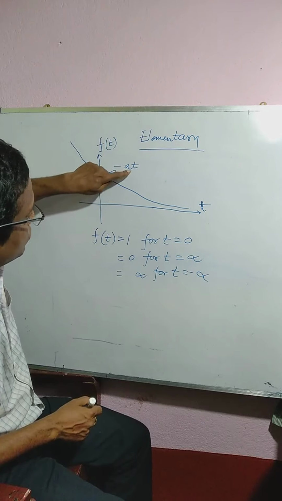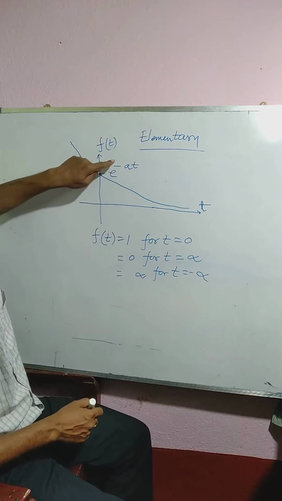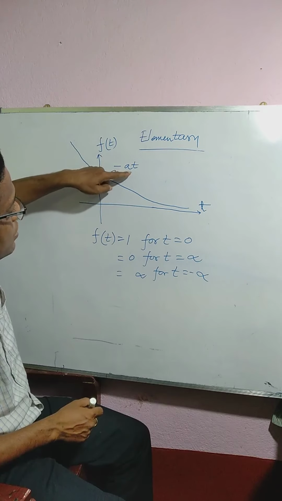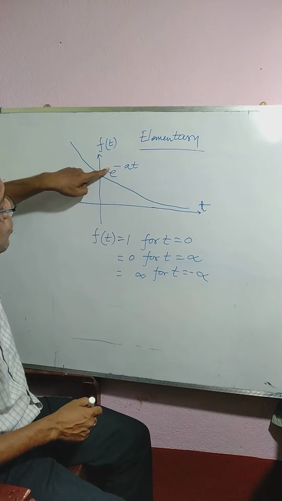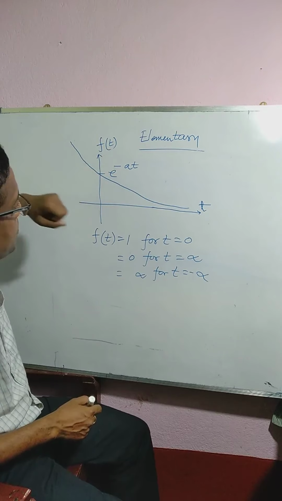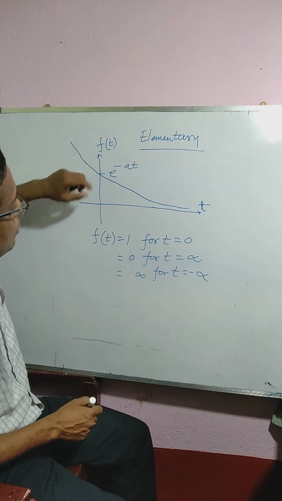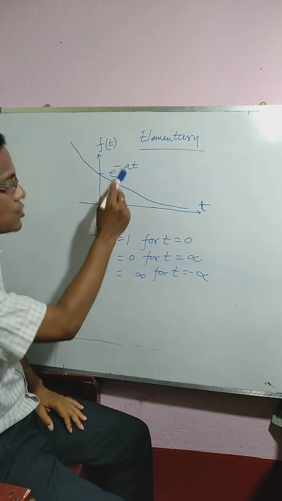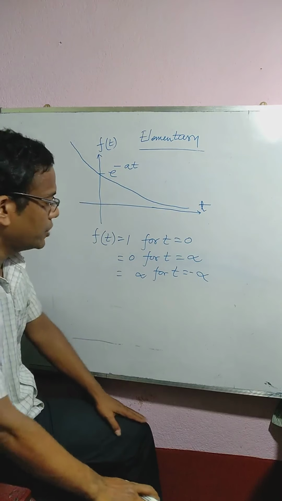If we substitute t equals 0 here, what we get? e to the power 0, that means 1. If we put t as minus infinite, that means e to the power infinite, as there is also a negative sign in the power. So it will start from infinite. When t tends to infinite, it is 1 by e to the power infinite, that means 0.